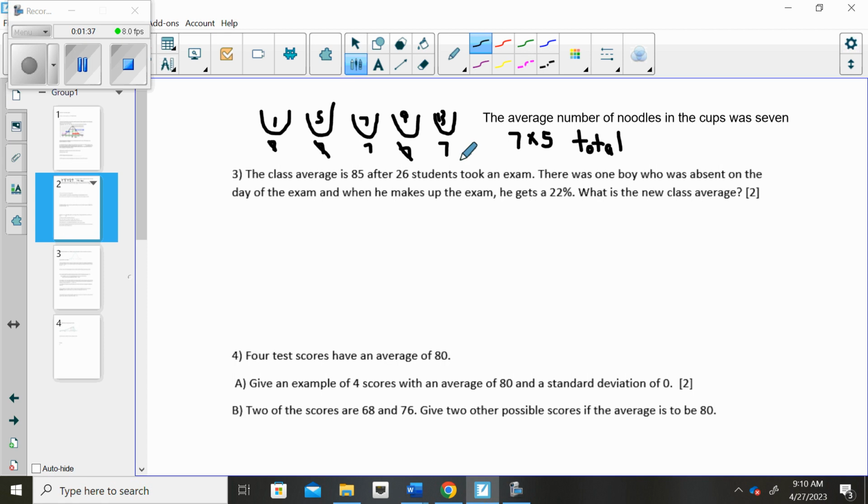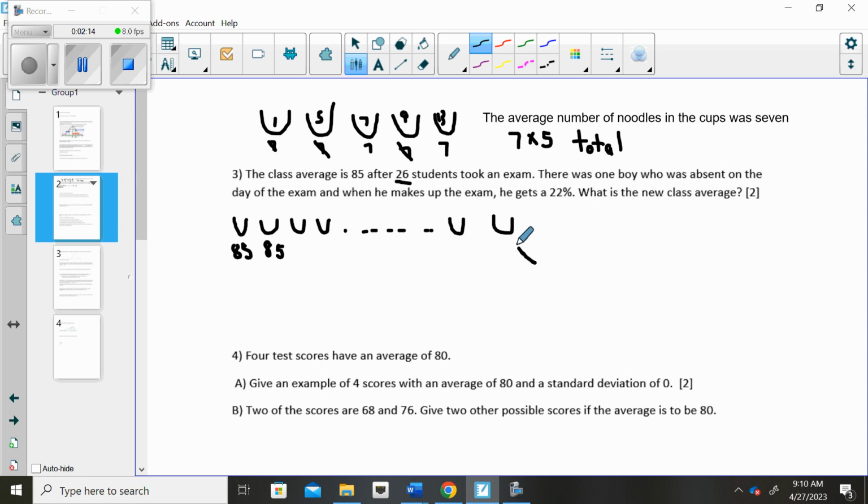So in number 3, if we have a class average of 85, sometimes students will tell me, well, we can't do this problem. We don't know the individual scores of these 26 students. But what we do know is that if students were cups, okay, so we would have 26 cups. Obviously, I'm not going to draw them all, but if I had 26 cups, I don't know the individual scores, but I know that if we evened out their scores, each cup would have to have 85.